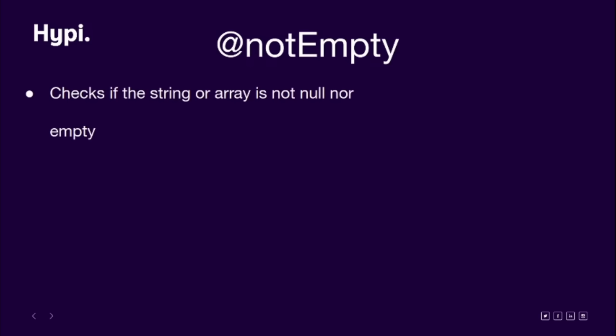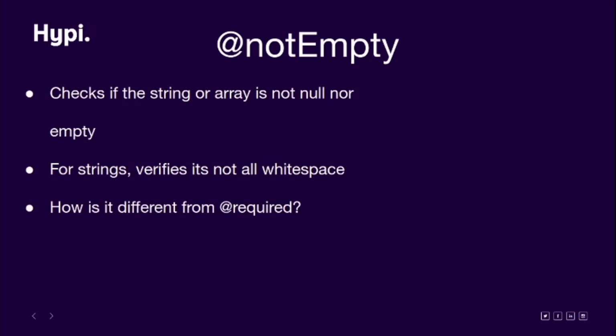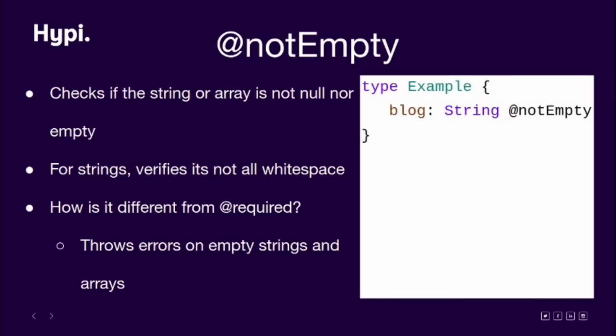Now let's discuss the not empty directive. It ensures that a string or array are not null and not empty at the same time. They have at least one character or element respectively. For example, if a string consists only of white spaces, this directive will make sure that the backend returns an error. You may wonder what is the difference from required. The required directive will not throw an error if the string or the array are empty, but the not empty directive will. As in the case of other directives, the @ sign is put after the data type.